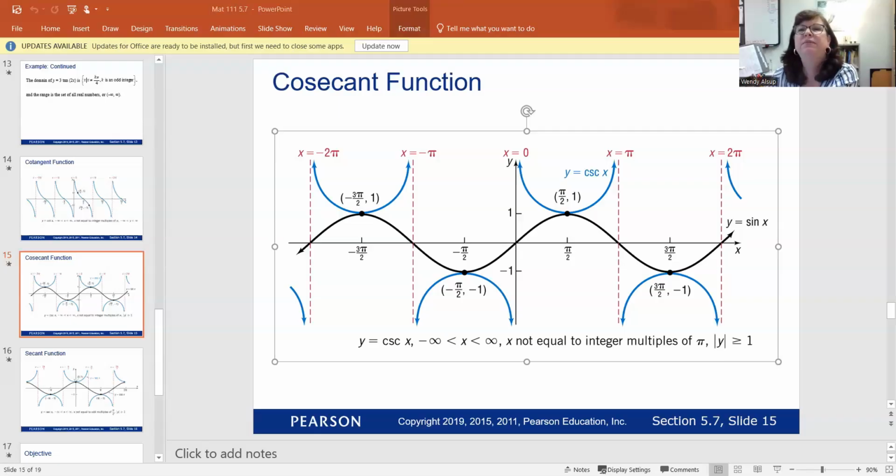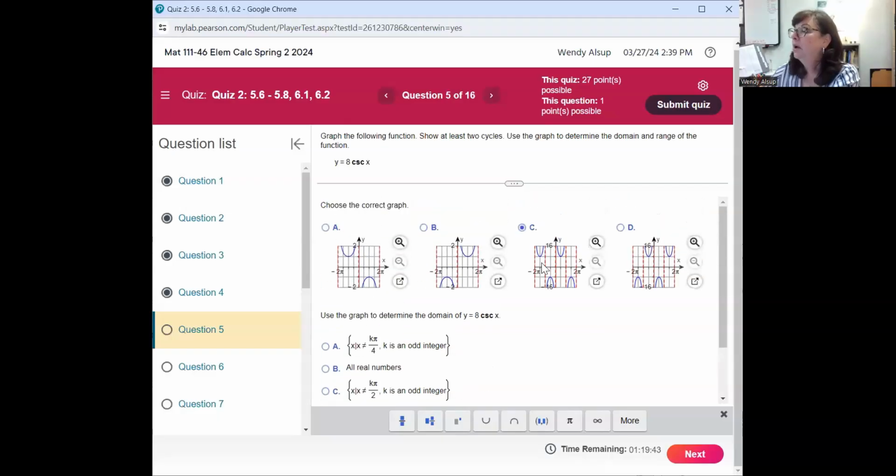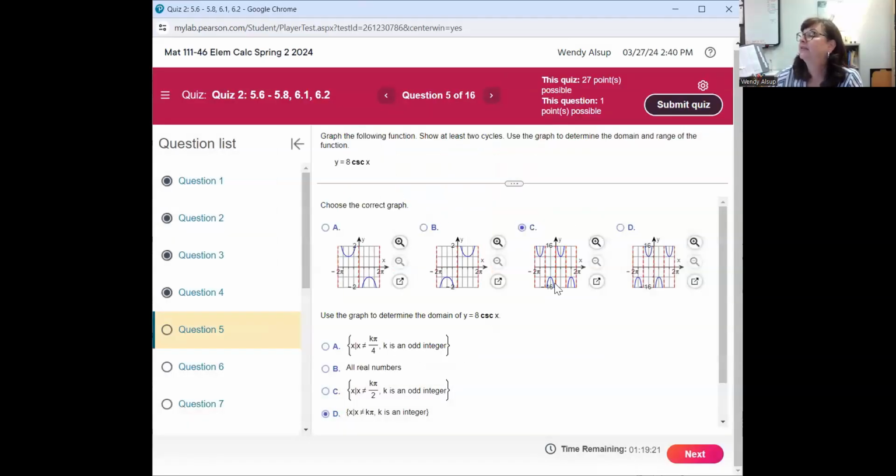Oh, I'm sorry, folks. Here was the right graph, because this one had your asymptotes every pi. And it was in the right shape where between 0 and pi, you're going up, and between negative pi and 0, you were going down. So I'm letter C here for mine.